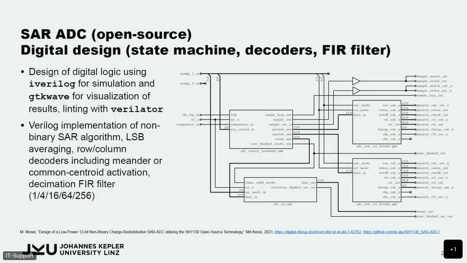Then, of course, plain vanilla digital design. So for all the control of this ADC, so the state machine, we have digital filters, we have row column decoders. This is all synthesized from Verilog. For simulation, we used iVerilog and GTKWave for visualization of the results. Of course, linting is a good idea, so we did linting with Verilator. All this works, all the tools, like everything else I mentioned today, is part of our Docker and works out of the box.